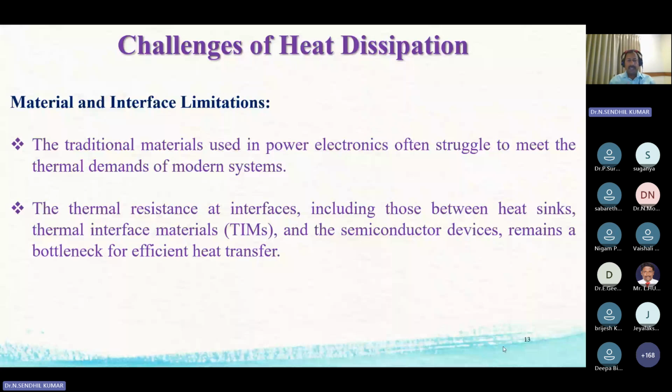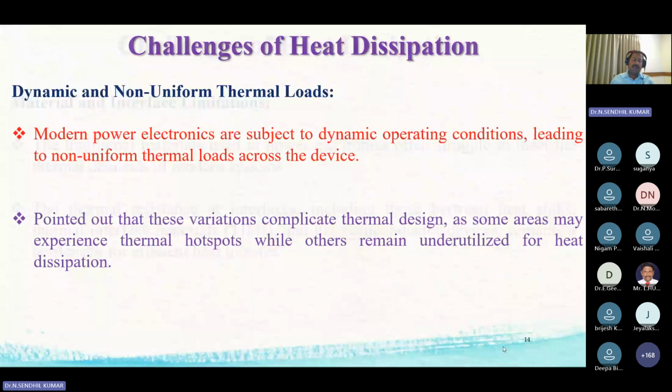So we cannot keep on inserting the material, because weight also will be more, and then material capability also. What is the heat transfer capacity of the material? What is the K value? How efficiently will it transfer the heat? That is also there. And the third challenge is dynamic and non-uniform thermal load.